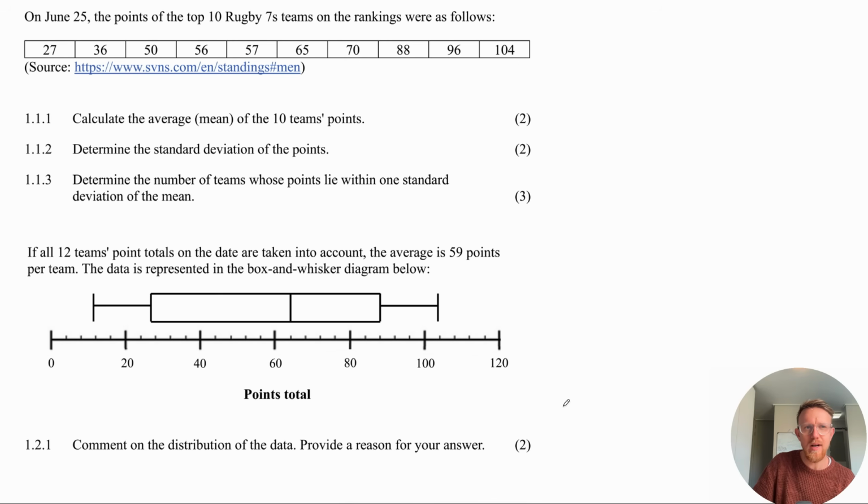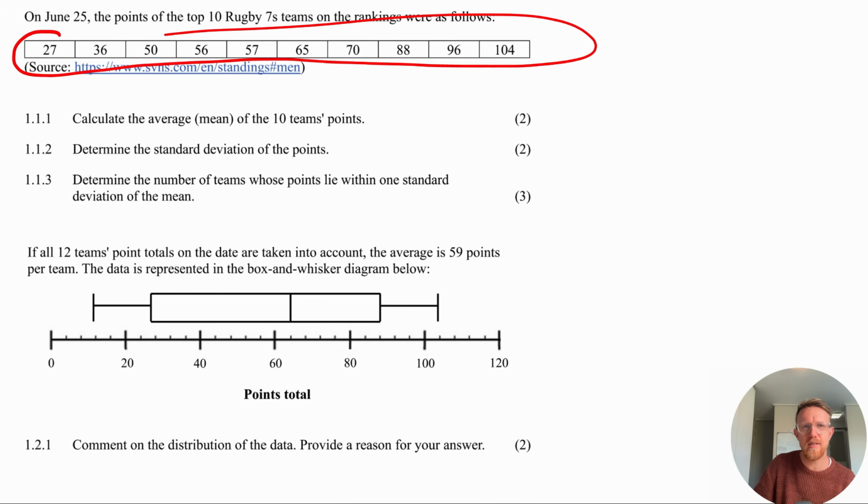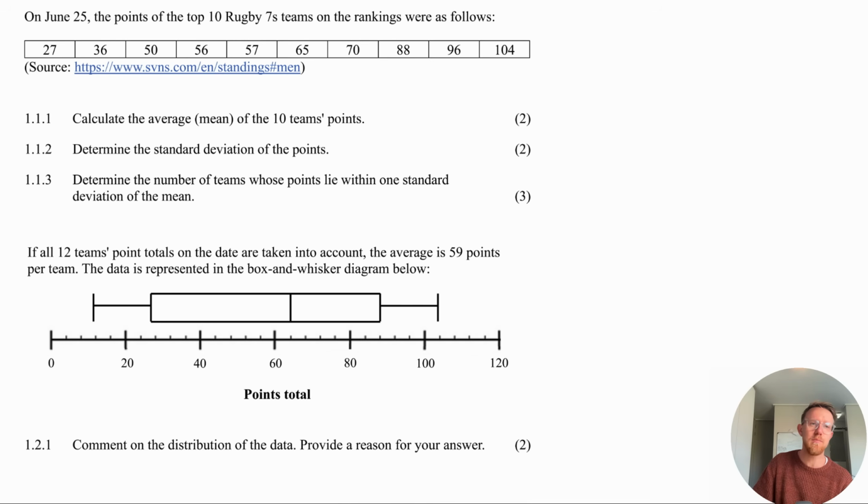So to calculate the average, we all know how to do that, right? We just add up all of these numbers, and then we simply divide by how many numbers there are. So there's 10 numbers. They did tell us that already. So I'm literally just going to add them all up and divide by 10. And so you should get 64.9. Okay, now this question says, determine the standard deviation.